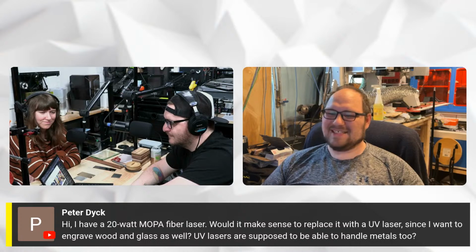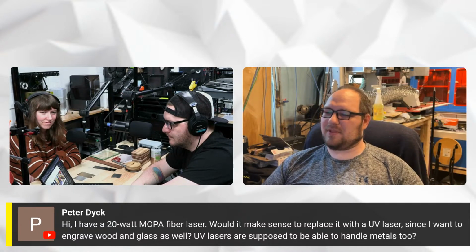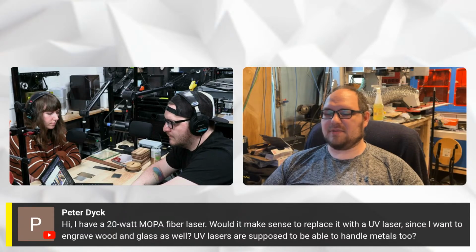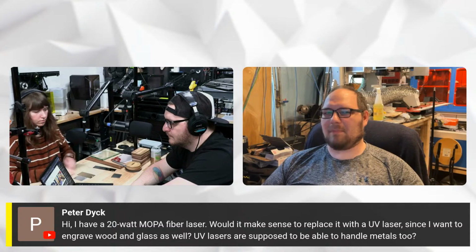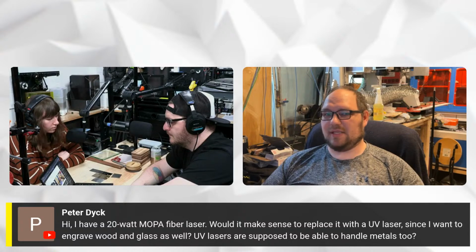Are we caught up? No. Peter says, hi, I have a 20 watt MOPA fiber laser. Would it make sense to replace it with a UV laser since I want to engrave wood and glass as well? UV lasers are supposed to be able to handle metals too. You can surface mark metals, specifically like stainless or titanium or something that changes color when it accepts heat. But if you're trying to mark copper, good luck. You're going to probably damage your sealing and the laser before you mark the copper.